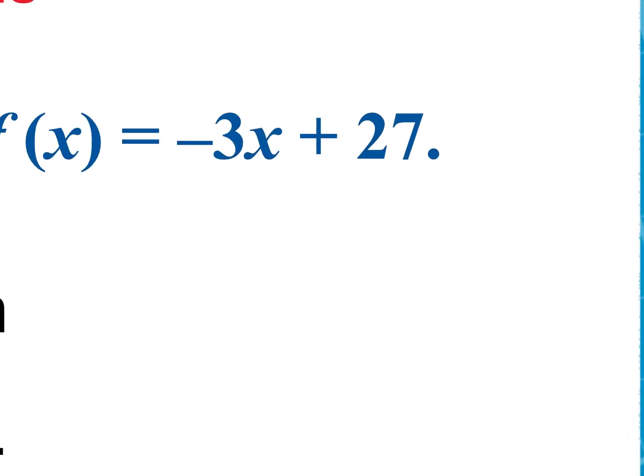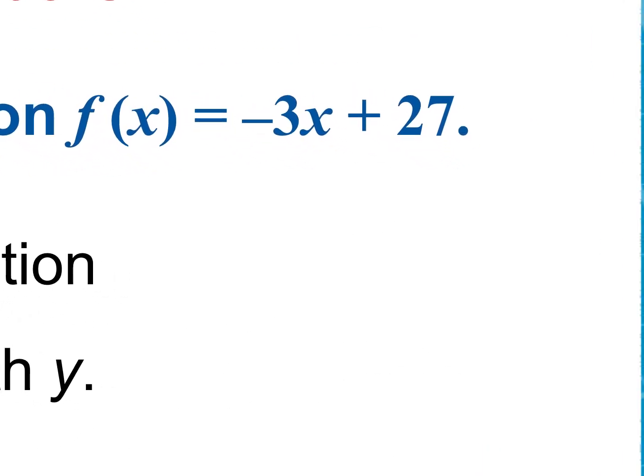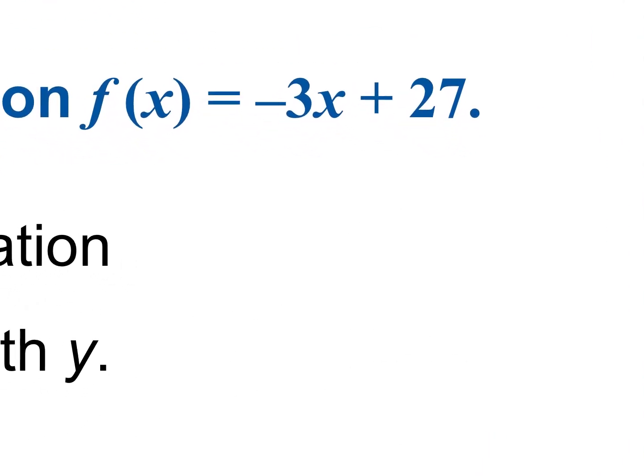So if I started with this problem right here, f of x equals negative 3x plus 27, what is my first step? Replace y. So y equals negative 3x plus 27 because f of x also means y. Okay. Next step to find its inverse is what? Flip them. So what would my equation be now? x equals negative 3y plus 27.